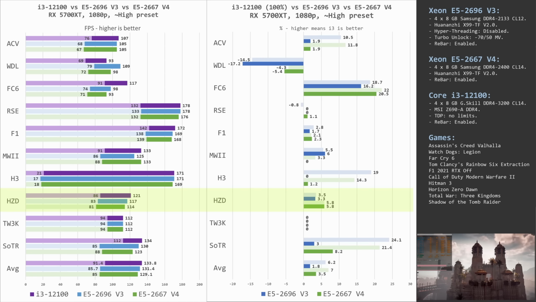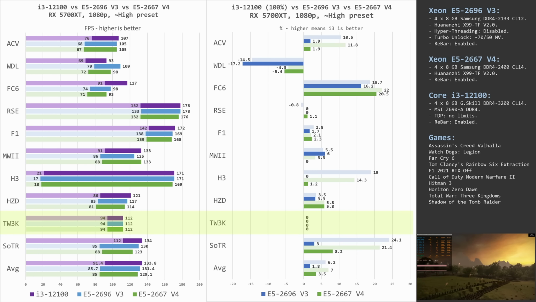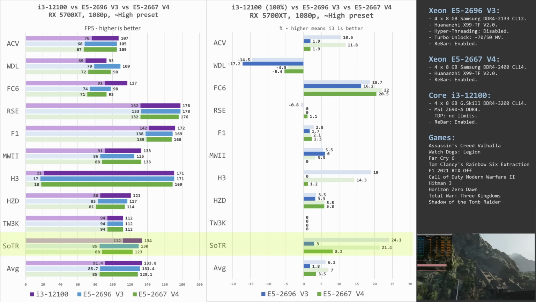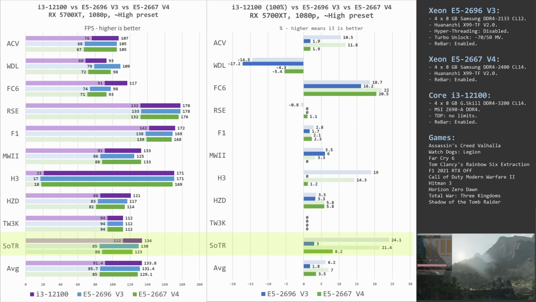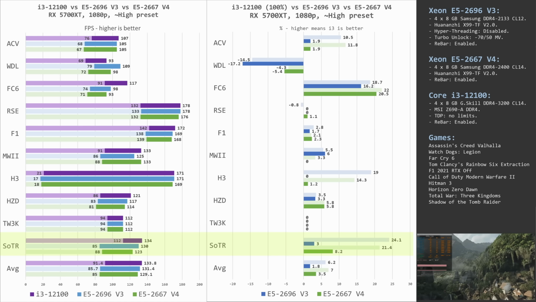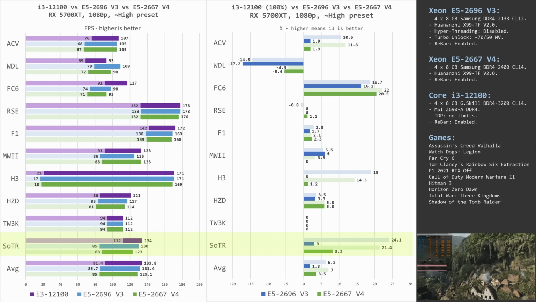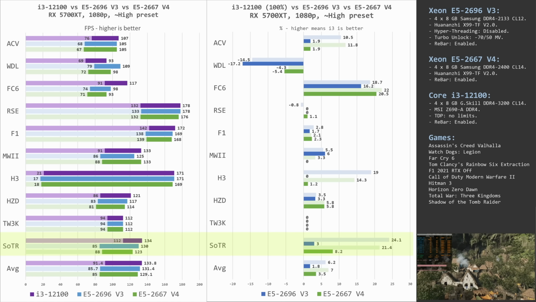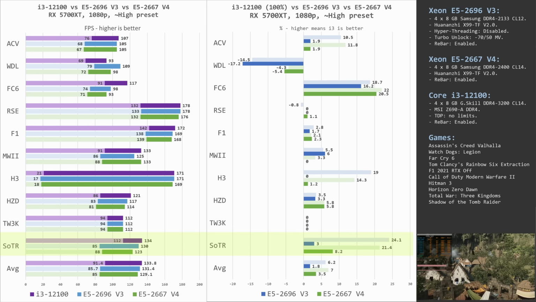81 and 114 FPS. Total War 3 Kingdoms doesn't see a difference between the CPUs, all three different configurations deliver 94 and 112 FPS. Shadow of the Tomb Raider is an old but still rather demanding game. Here i3-12100 is on the top spot yet again, 112-134 FPS. E5-2696 V3 is good for 85 and 130 FPS, and E5-2667 V4 delivers 88 and 123 FPS. So in this game, the gap between Xeon E5 and Core i3 when comparing minimal FPS is more than 20%. This is a rather big difference.